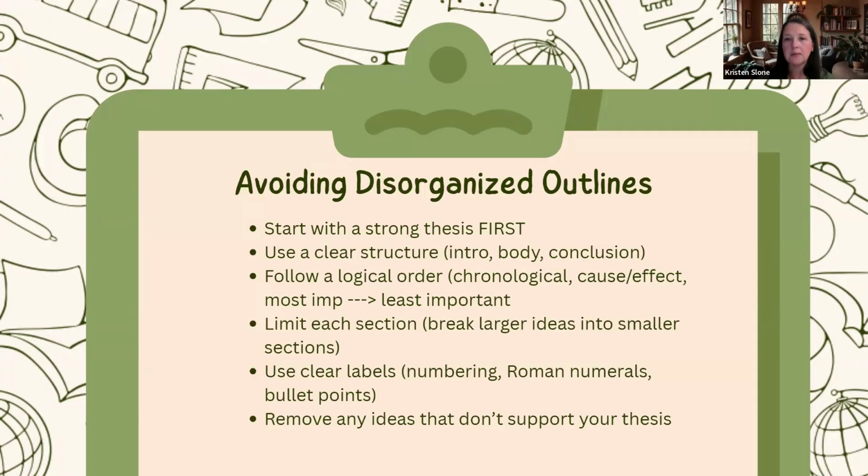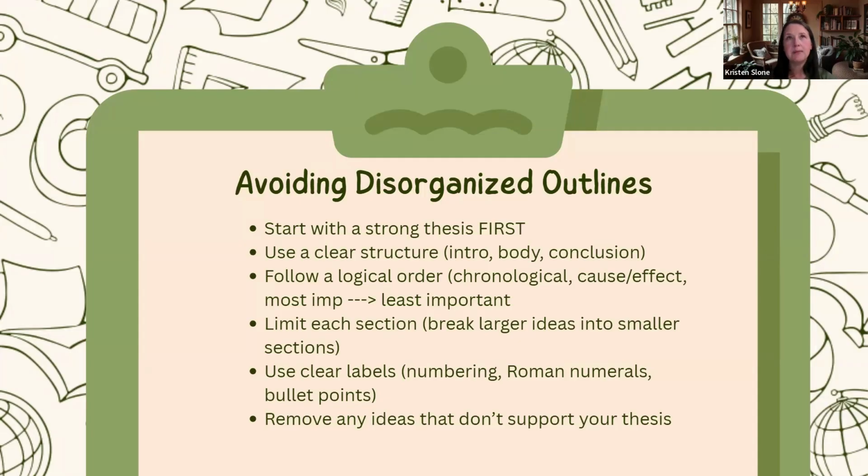Follow a logical order. I'm a creature of habit, so I tend to do like chronological, right? So I will start with like first, next, finally, because I just think it adds organization and structure and like a logical flow. And I don't know, that's just how my brain works. You could do a cause and effect type order depending on the type of topic you're writing. If you're doing an argument essay, you could start with the most important claim and then end with the least important claim, right? Any way that you can add an order to your argument or your writing is going to be helpful for the reader.